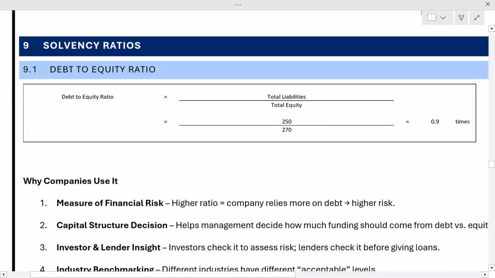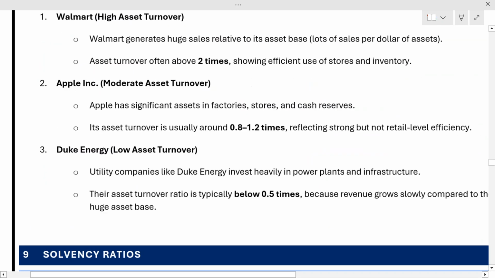Okay. Now let's try to understand solvency ratios, in which one of the key ratios is our debt to equity ratio. This ratio simply tells us how much total debt we have within the company, and compared to that how much equity there is, which means what your external liabilities for debt are versus what your internal equity shareholders' total value is. And this is a key ratio.